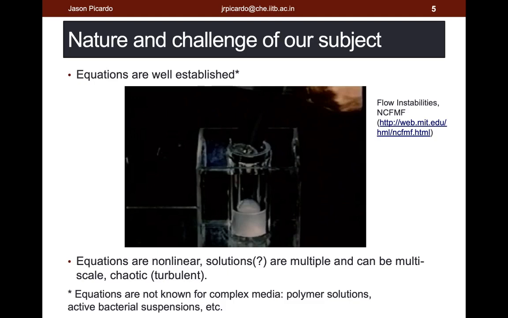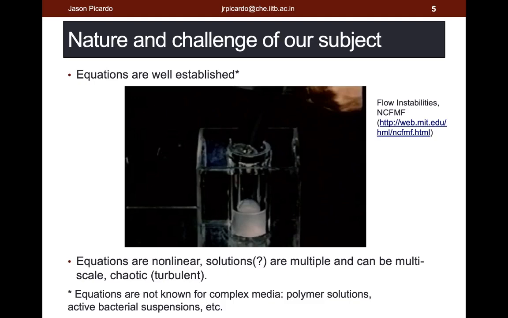But for more complex media, like for example molten polymer materials or polymer solutions containing polymer molecules, suspensions of particles, or more exotically and of current recent interest, active fluids, for example suspensions of swimming bacteria and so on. In all these cases, although we can describe the material as a continuum, the constitutive equations relating the stresses in the material to the motion of the fluid are not known, and they are very hard to derive from statistical mechanics or from molecular models.